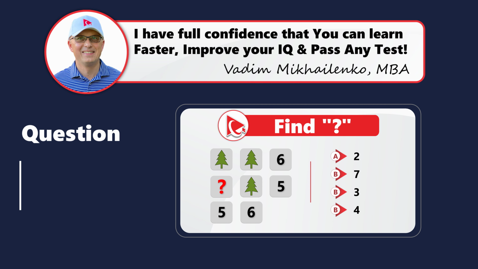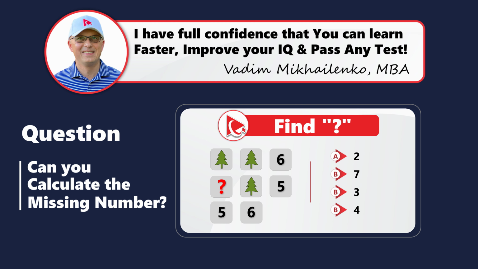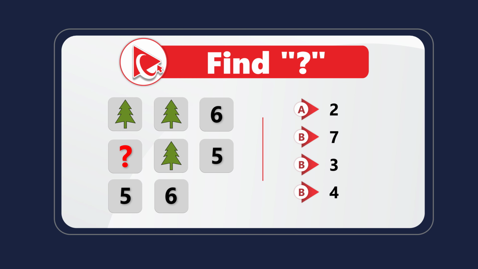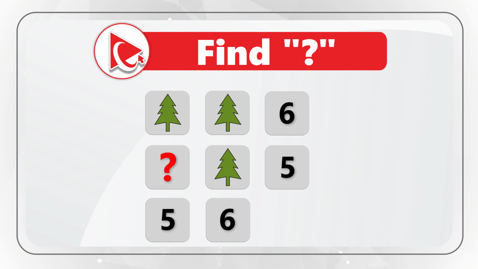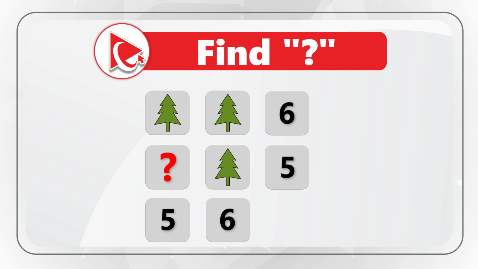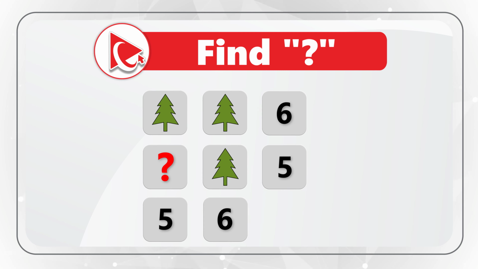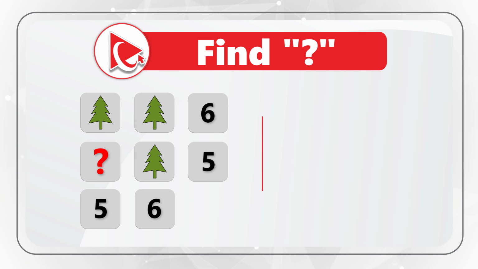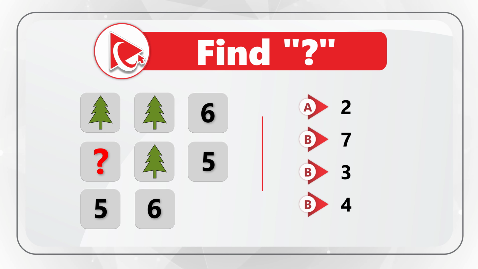Here's a phenomenal question where you need to find the missing number. You're presented with an almost 3 by 3 shape, which contains evergreen trees, numbers, and the question mark. Based on what you see, you need to calculate the missing number, and you have 4 different choices. Choice A, 2, choice B, 7, choice C, 3, and choice D, 4. Take a close look to see if you can come up with the logic and the answer.